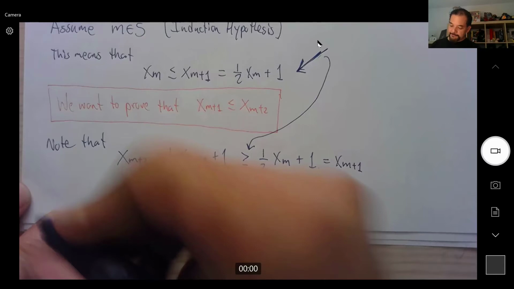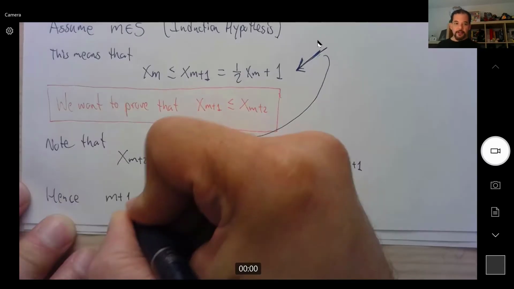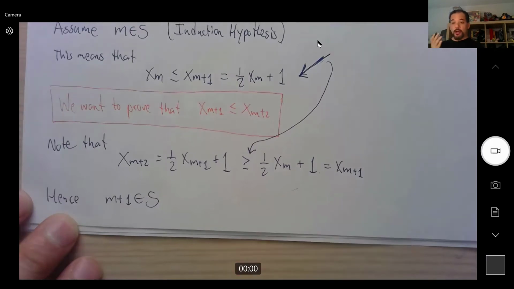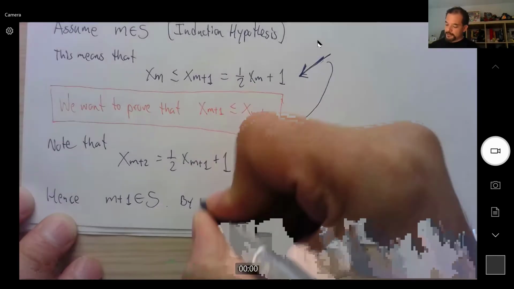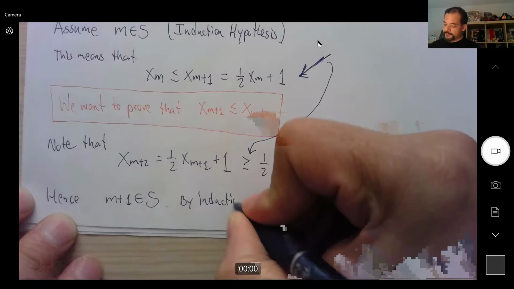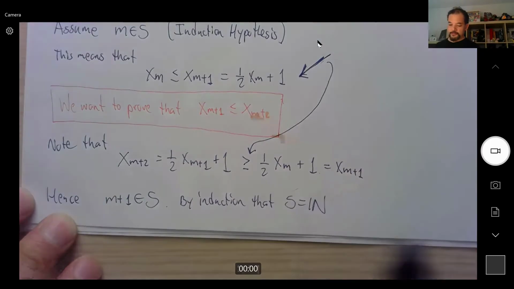Hence, m plus 1 belongs to S. And then by induction, because I know 1 belongs to S, and every time a number belongs to S, the next one belongs there as well, by induction, I can conclude that S is the entire set of natural numbers, right?